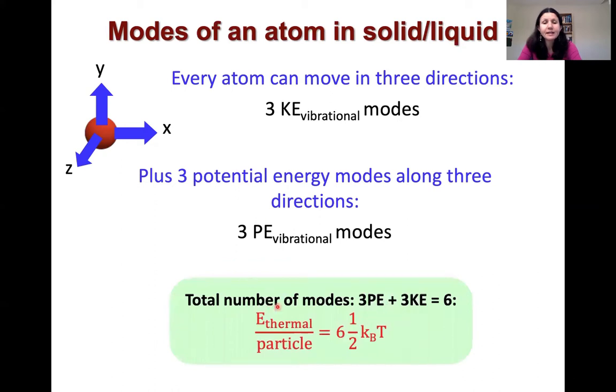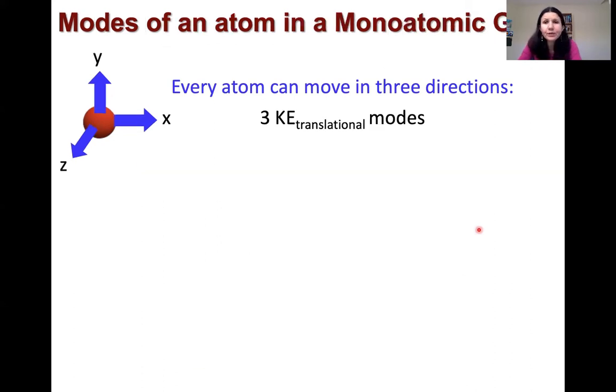So that means that each mode has that factor of 1/2 kB T, but there are 6 modes, so each particle in a solid or liquid will have 6 times 1/2 kB T worth of thermal energy. But that's just one particle. So later we'll think about, if we have a mole of particles, our macroscopic system, how do we describe the total thermal energy that system has in terms of these different ways that this energy can distribute itself, modes, in other words.